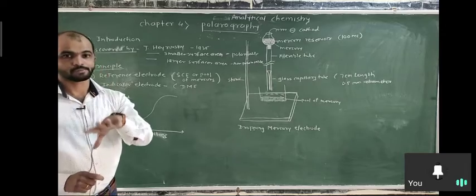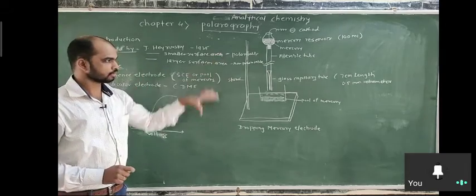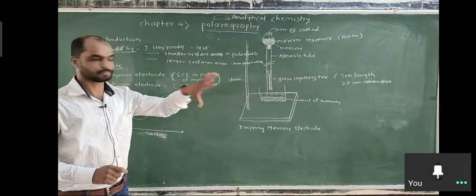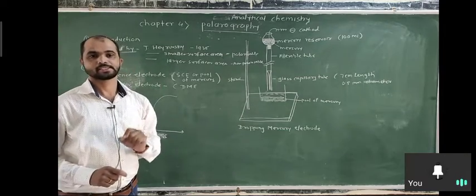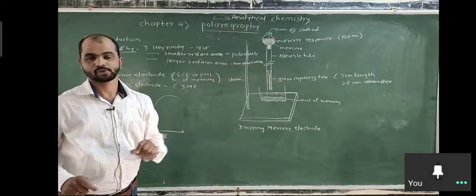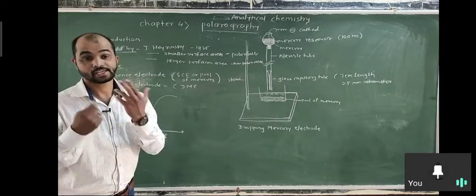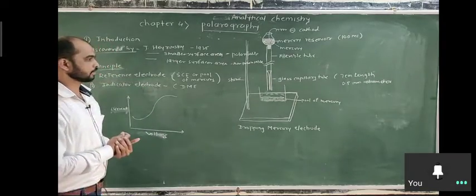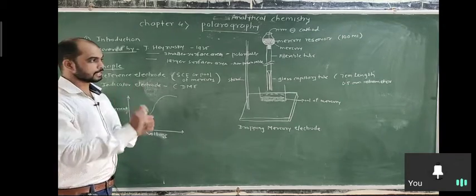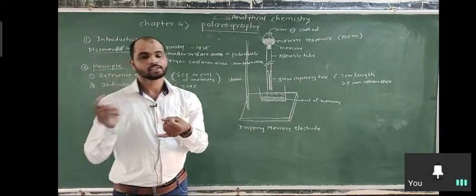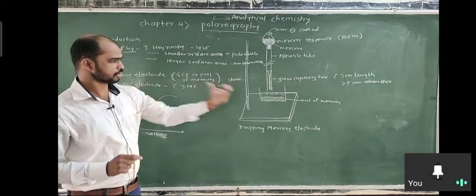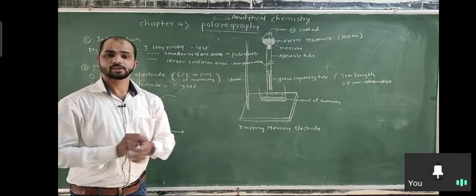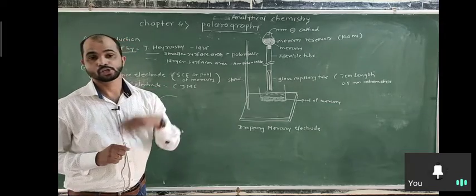which is developed between them when current is passed, because the solution taken for the analysis is an electrolyte solution, having electrolyte conditions. So when current is passed, the solution contains either an oxidizable substance or a reducible substance. If an oxidizable substance is there, it undergoes oxidation, it undergoes loss of electrons.